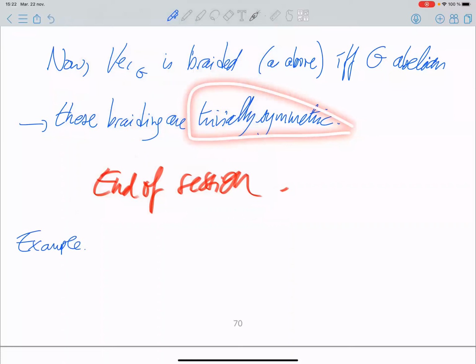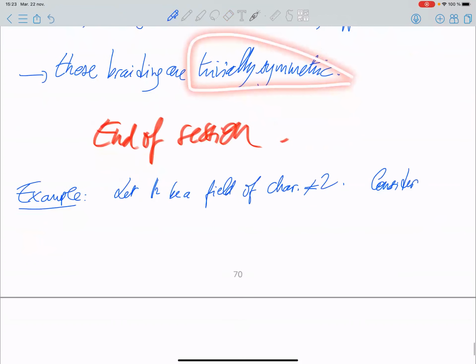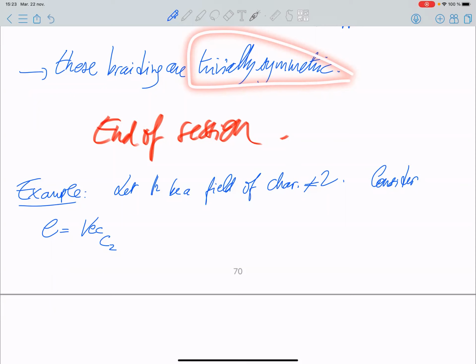Example. So let k be a field of characteristic different from two. Consider the category C of C2 graded vector spaces, C equal Vec C2. So the category of C2 graded vector spaces, with C2 the cyclic group of order 2. We will provide a non-trivial braiding on this category.